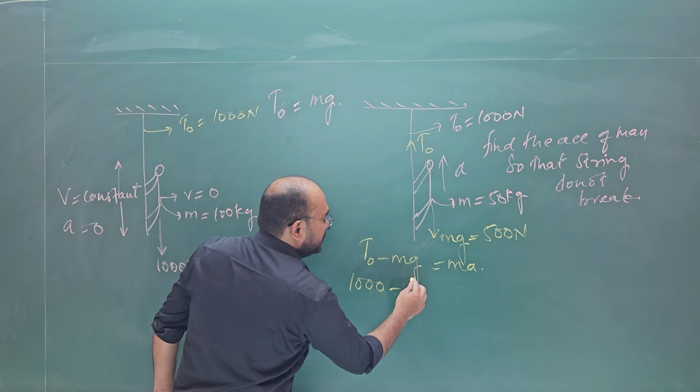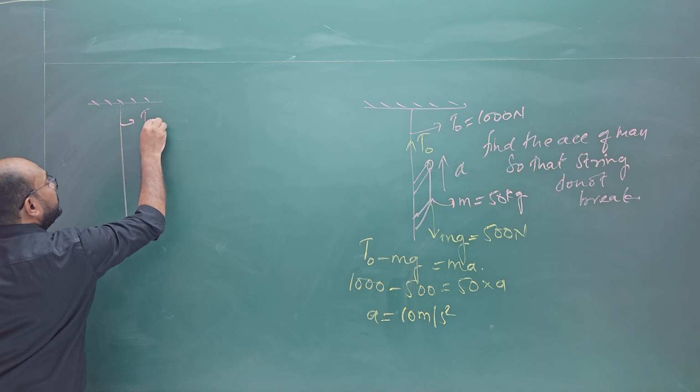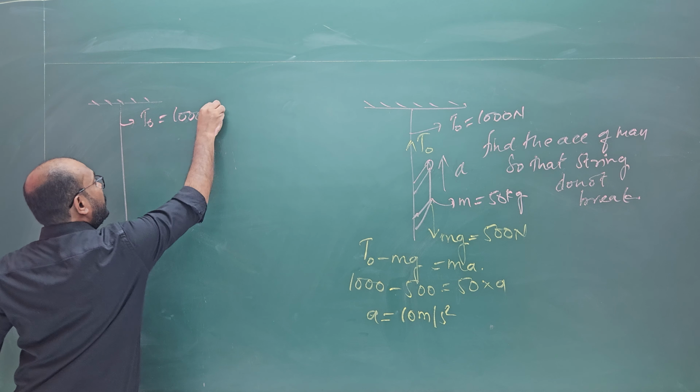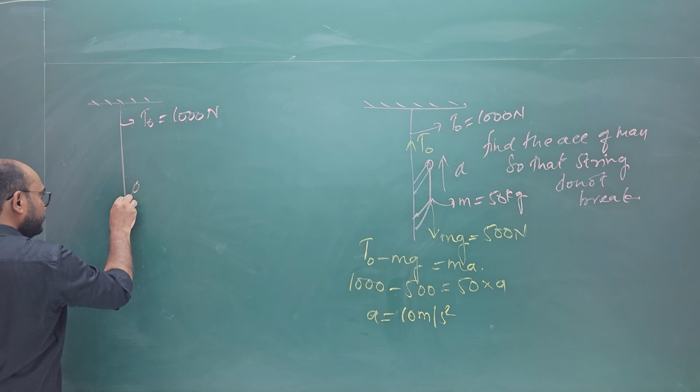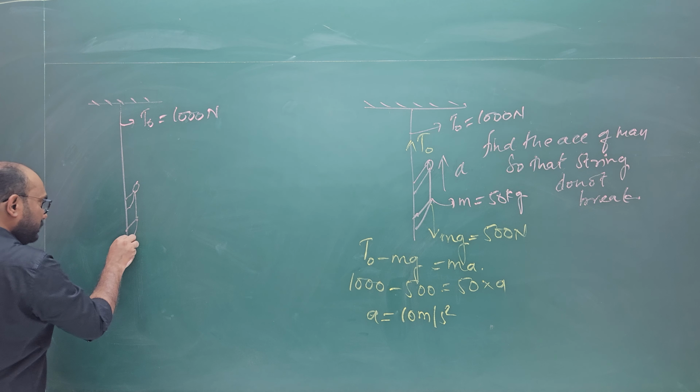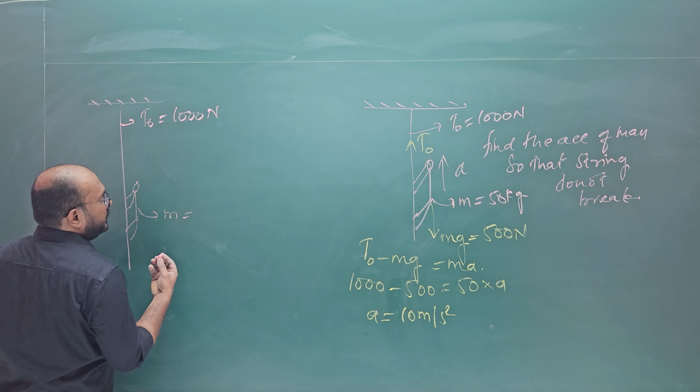Now stop doing that and tell me the answer for this. Again, T naught is given 1000 Newton. Think and give the answer. Okay, T naught is 1000 Newton. And again there is a man who is holding this string, and this time the mass of this man, let's say 200 kg.